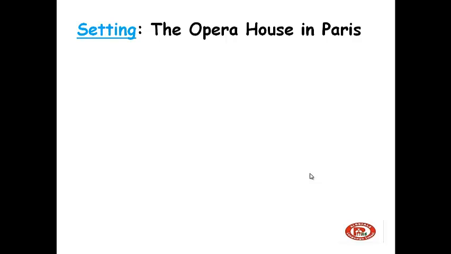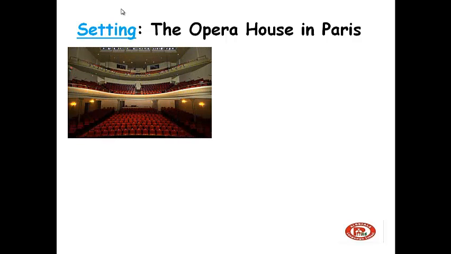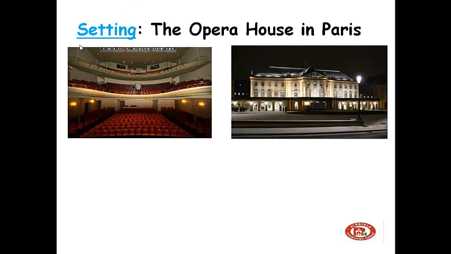So, the first thing we are going to talk about is the setting of the novel. What is the meaning of the setting? The setting is the place and the time that the novel took place. So, what is the setting of our novel? It is the Opera House in Paris. Do you know the Opera House? Do you know El Ahly Club? There is the Opera House in front of it, and it's a huge building where all people can go to sing or dance or do whatever, okay? This is one of the pictures of the opera in Paris, and this is the opera from inside.